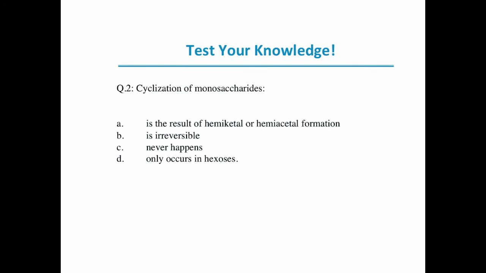Question 2. Which of these is true? Cyclization of monosaccharides: A, is the result of hemiketal or hemiacetal formation. B, is irreversible. C, never happens. Or D, only occurs in hexoses.